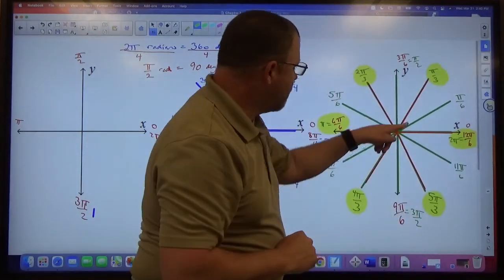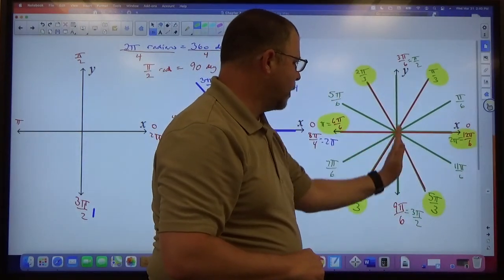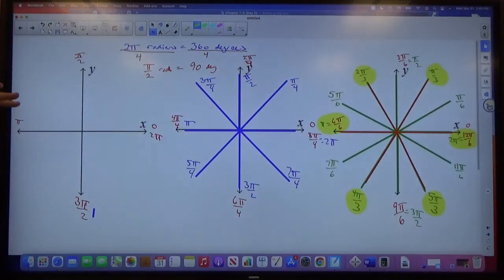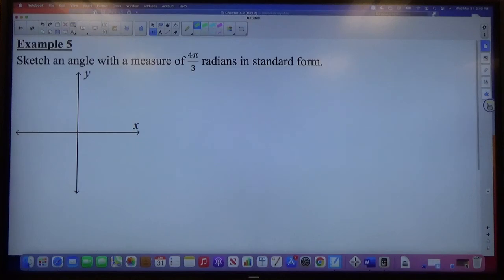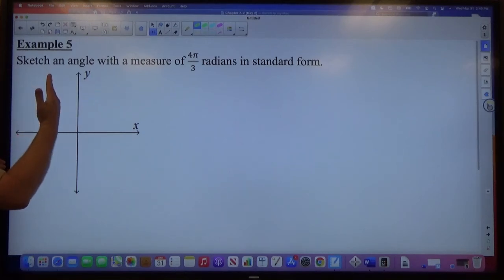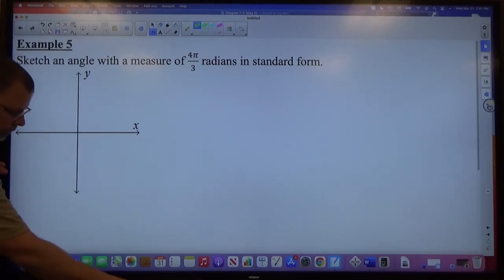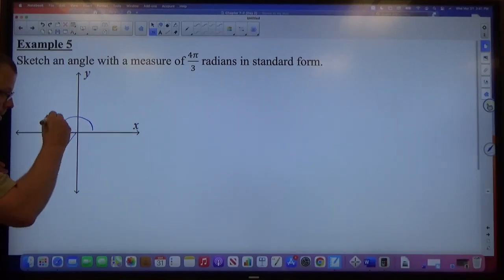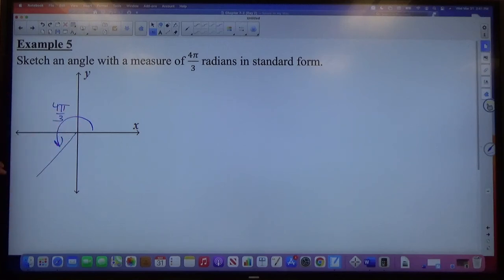Notice that your pi over 3s skip here and here. They don't hit that. The other ones do, right? So pi over 2 gets hit by the pi over 6s, hit by the pi over 4s, but not the pi over 3s. So with that in mind, all that to do this. Sketch an angle to measure 4 pi over 3. Over 3, right? So 1, 2, 3, 4. That's how you do it.